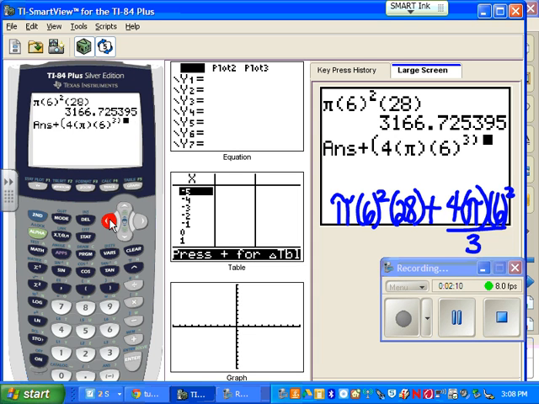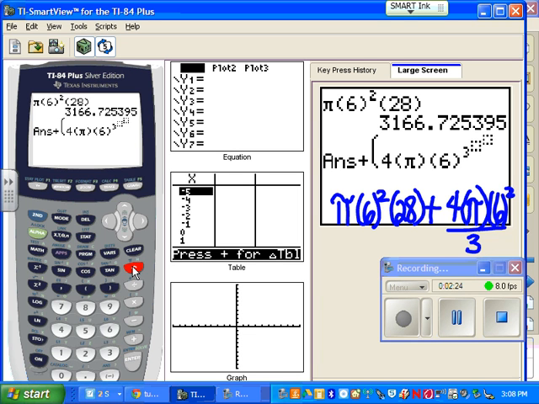Let me see here. I need to get big parentheses, so no, I don't want that. Stupid calculator.